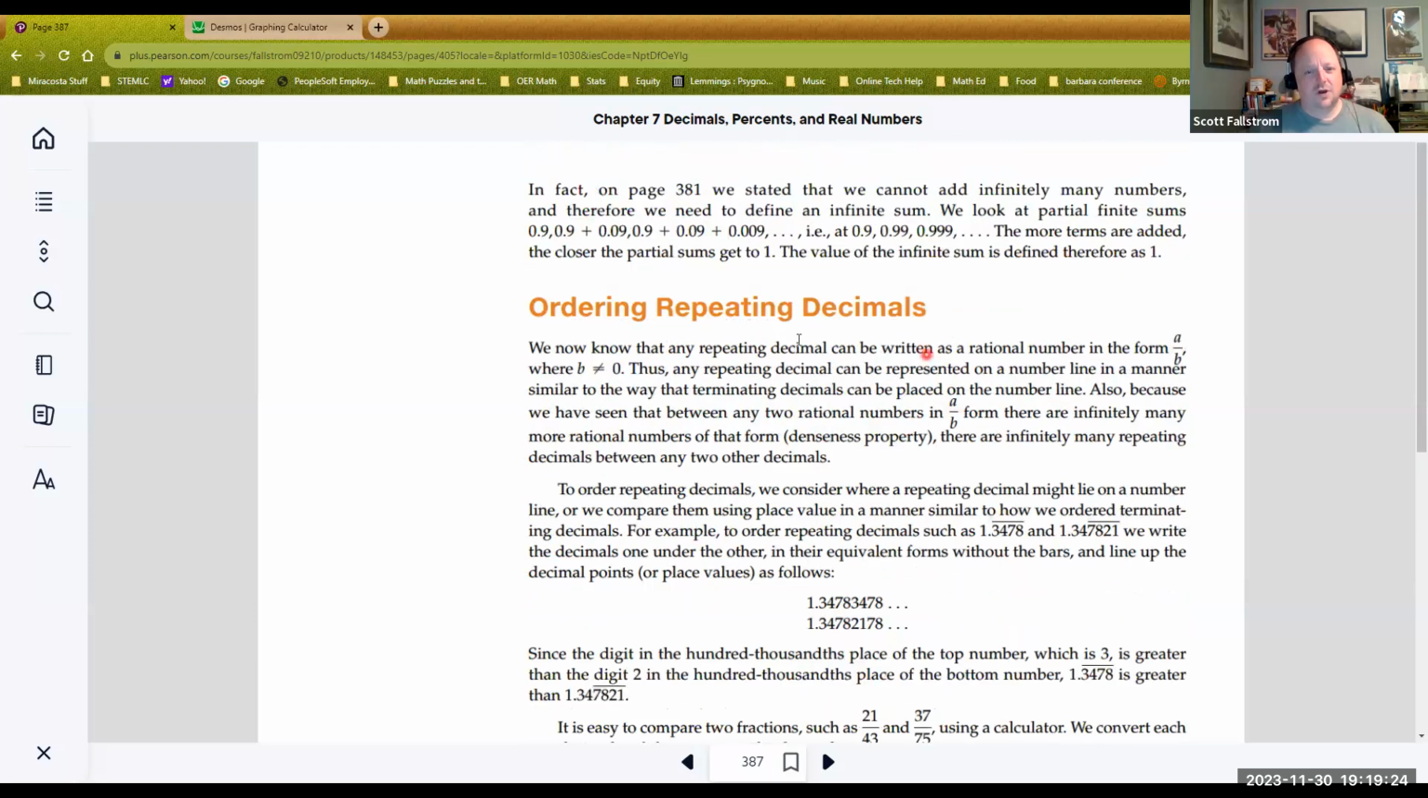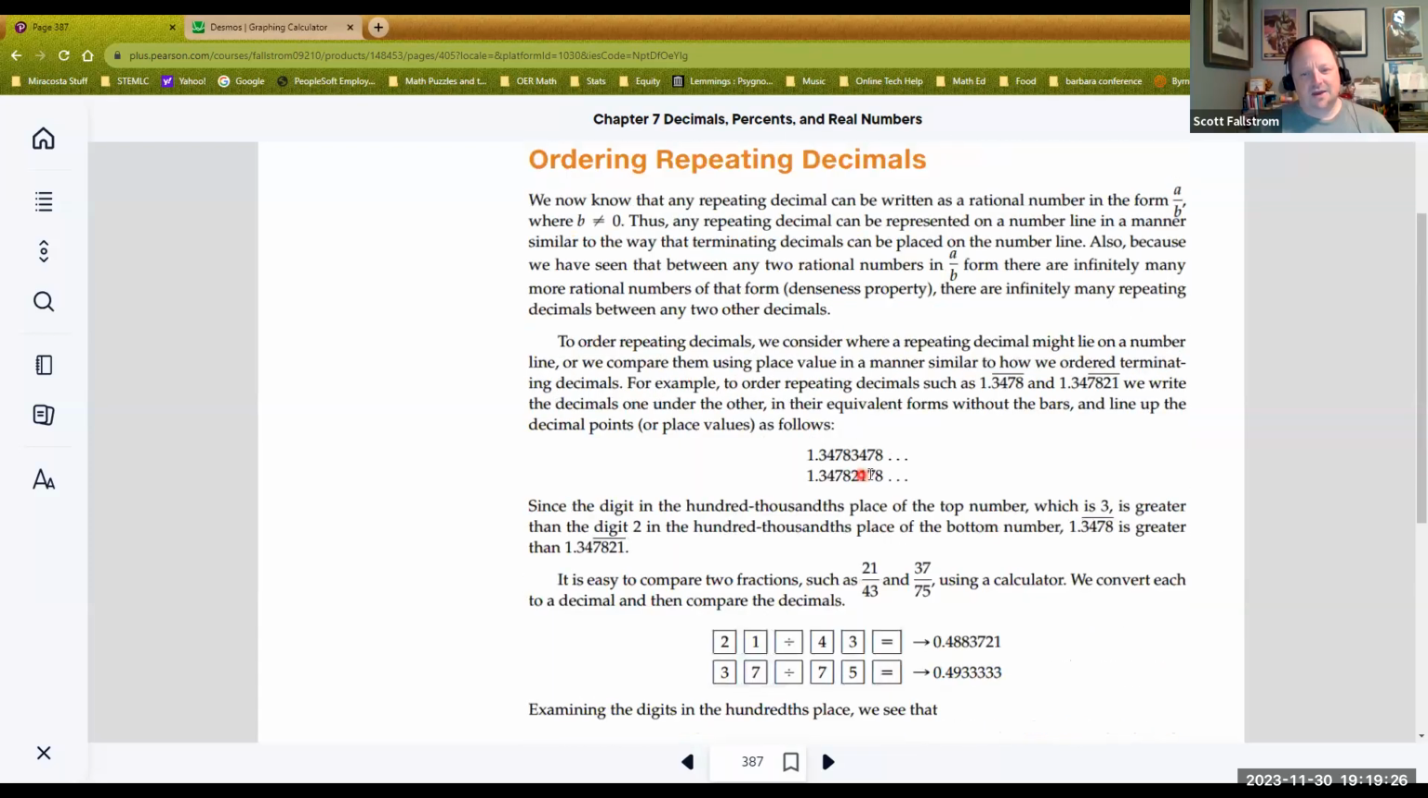If you want to order repeating decimals, you can and probably should, especially if they have repeating bars on top of them. Line them up in order and then find where they first differ. Okay, so here, 1s are the same, 3s are the same, 4s are the same, 7s, 8s, aha. There's a 3 on top, there's a 2 on the bottom, so the top one is bigger than the bottom one. And that's how you can do it.